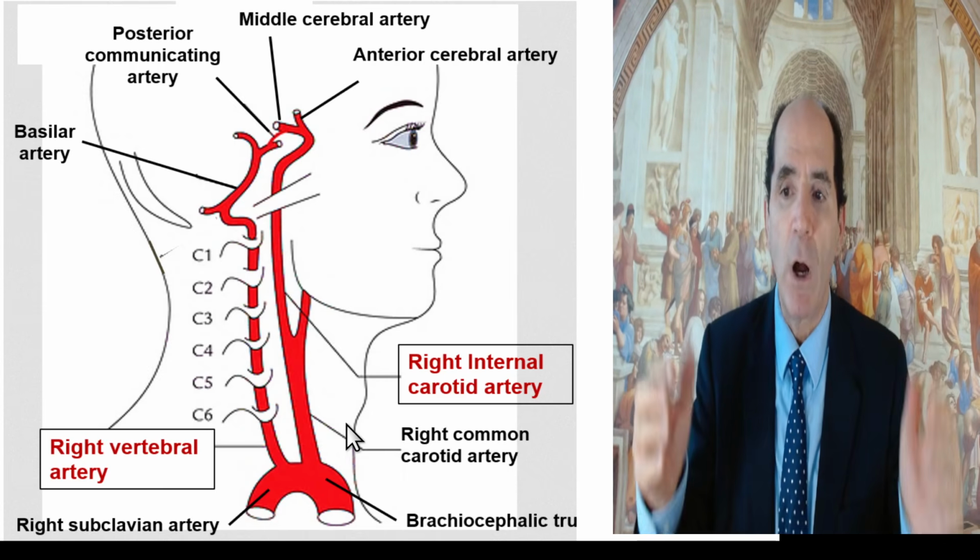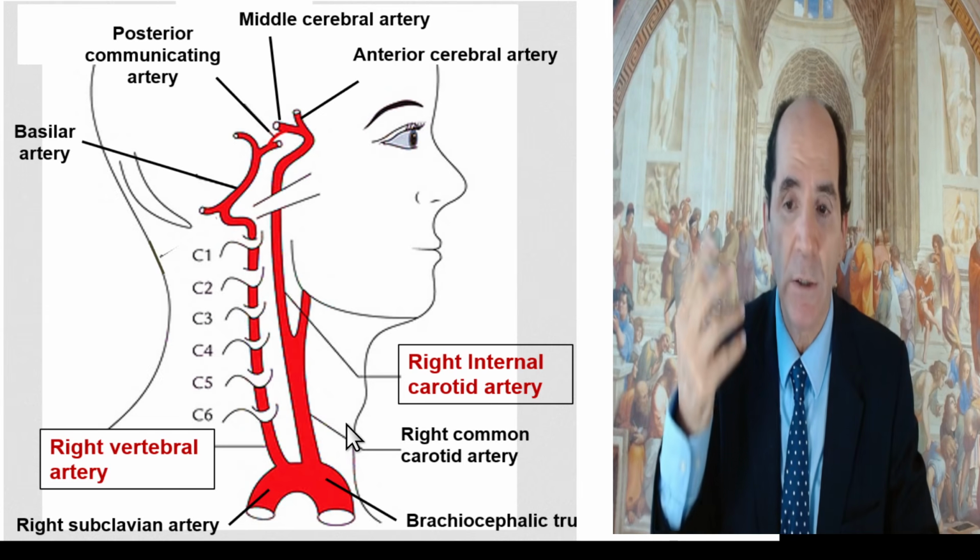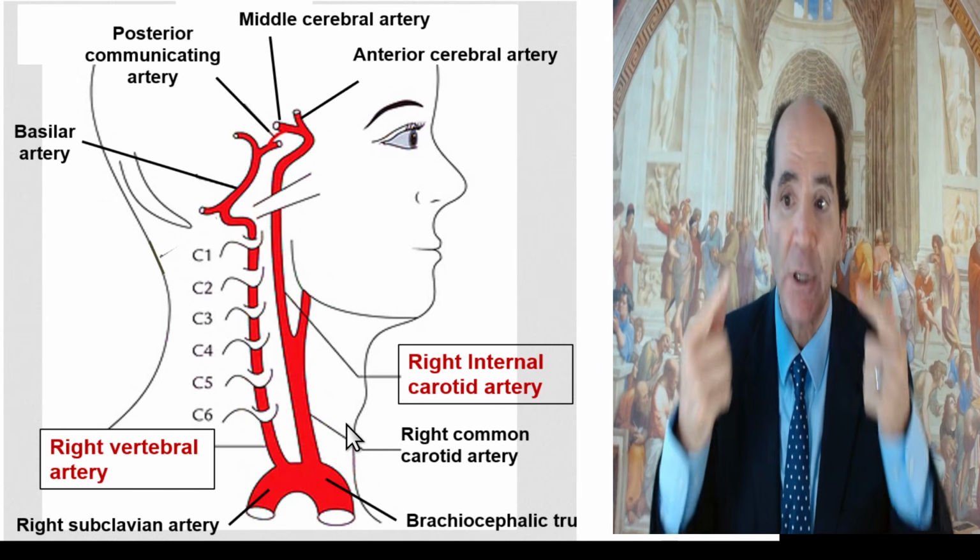Okay, this video is going to be called Transient Visual Loss. So this can be transient visual loss in one eye, monocular, like amaurosis fugax. It can be in both eyes.